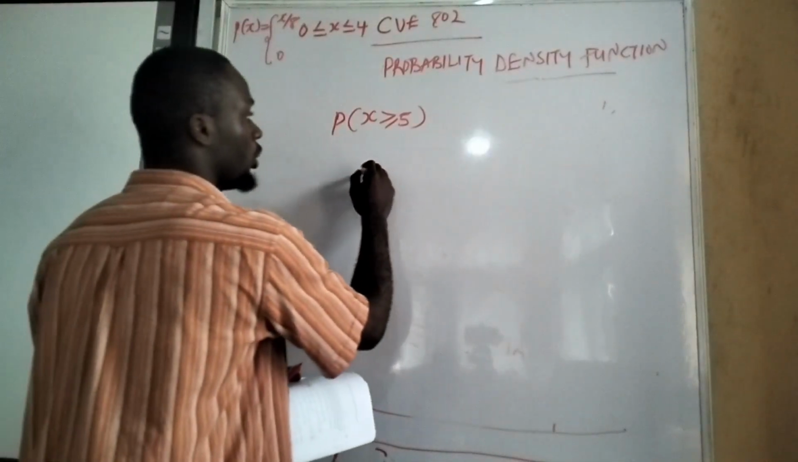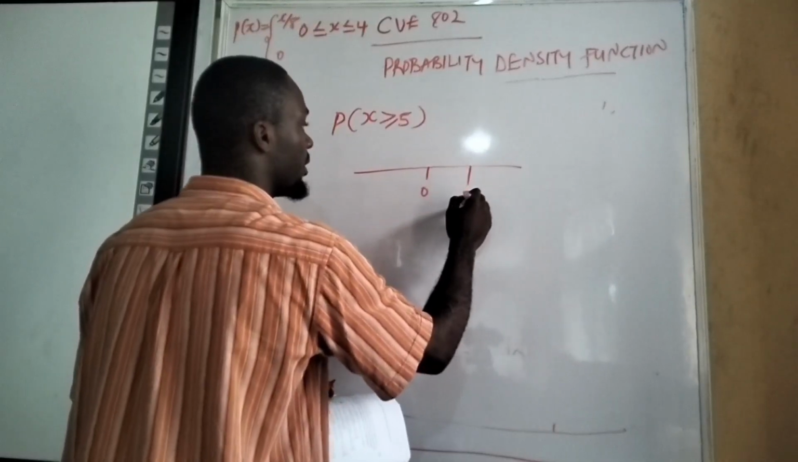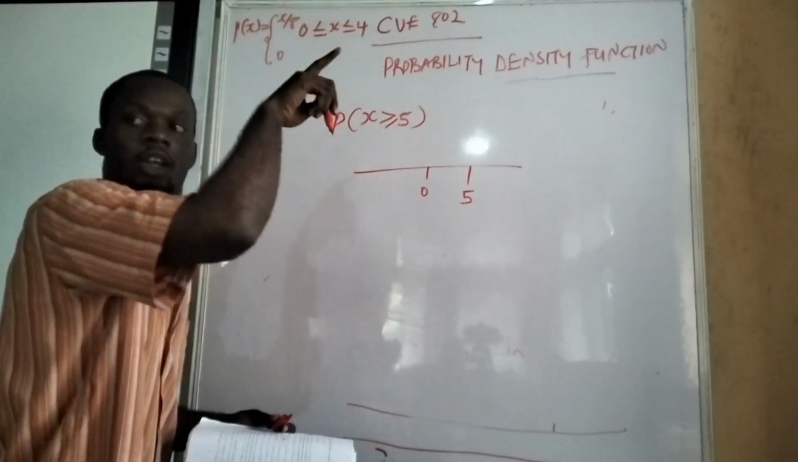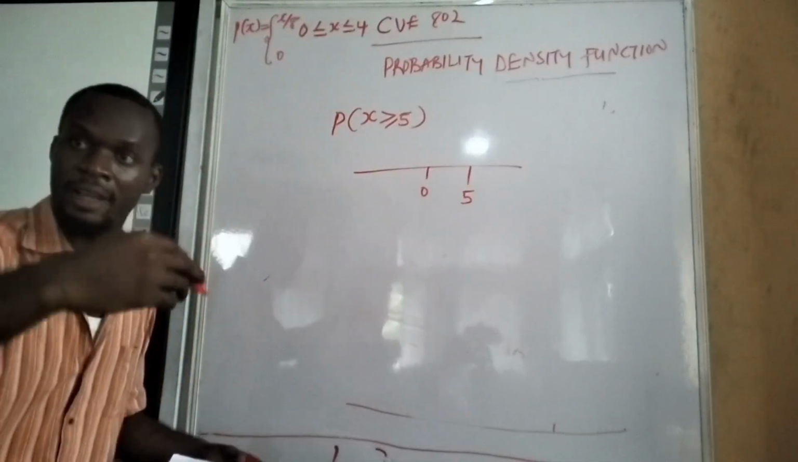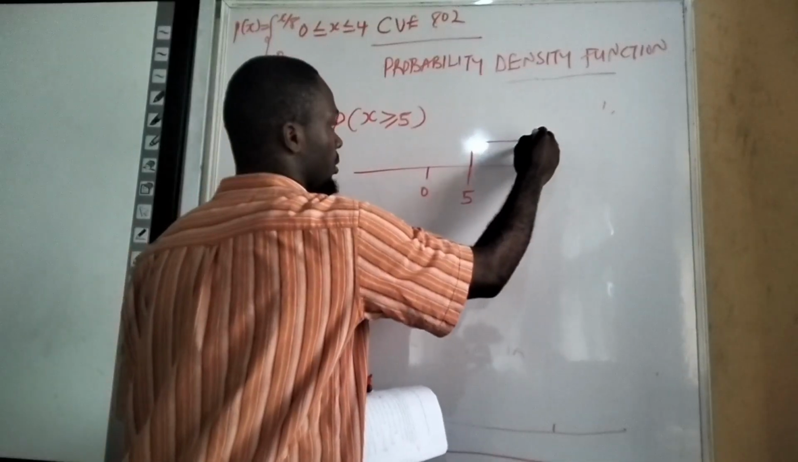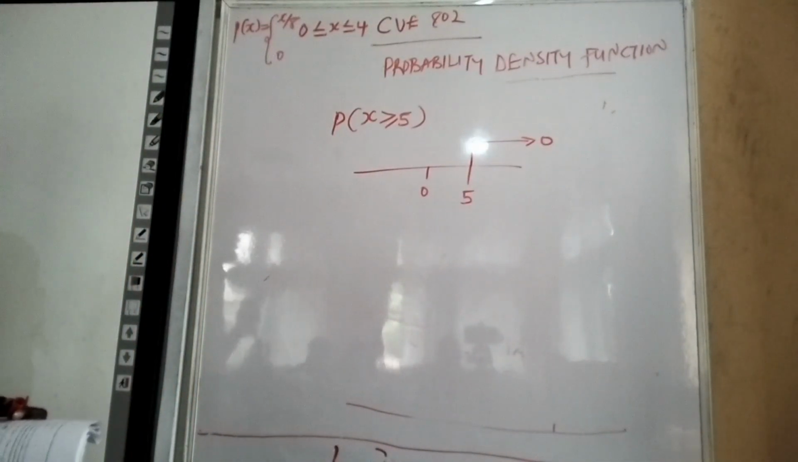So put on your number line. This is 0, this is 5. They are saying the value of x is greater than or equal to 5. So it's from 5 to infinity. From 5 you should be drawing this. You just want to understand.